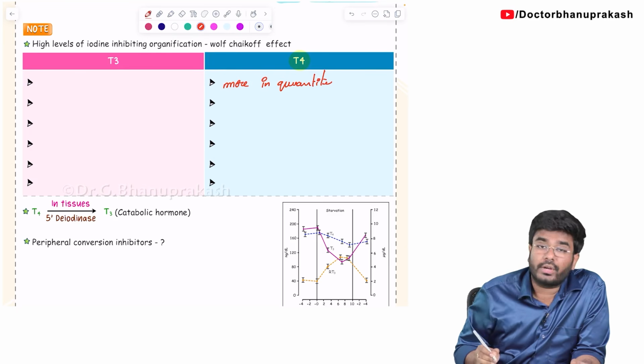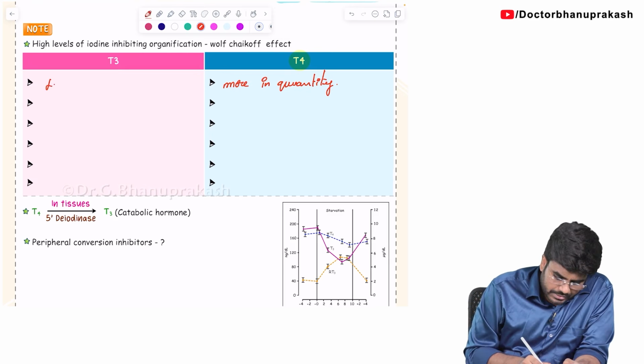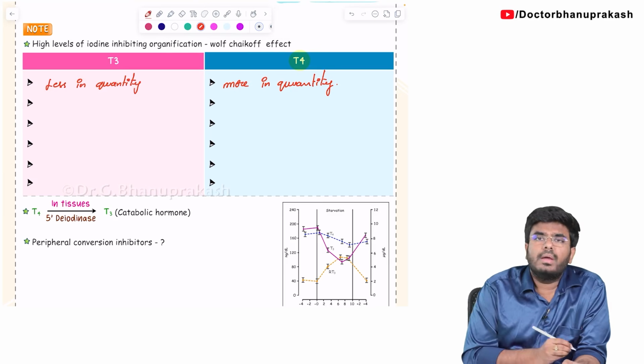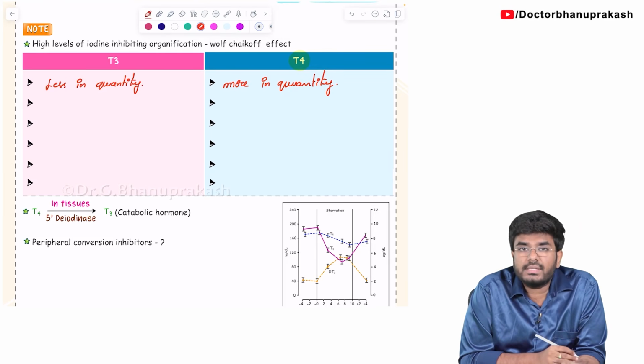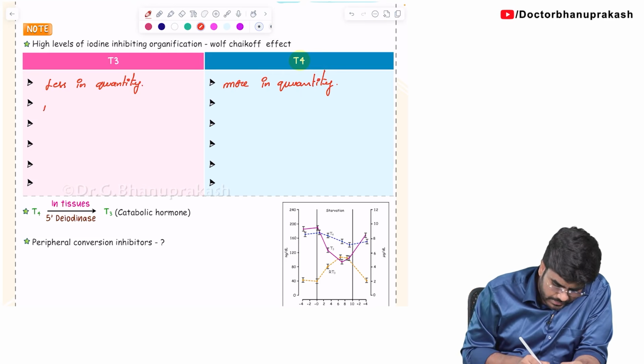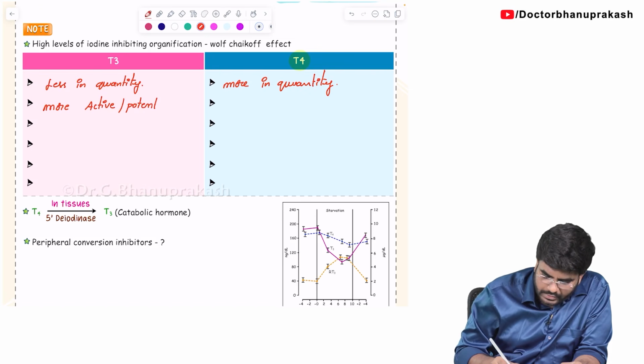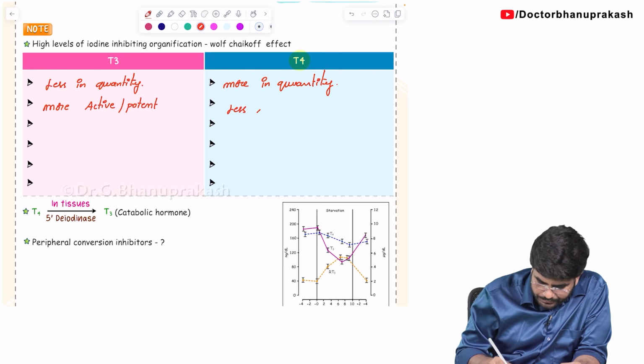T4 is produced more in quantity, T3 is produced less in quantity. But which hormone do you think is the more active form? Even though T4 is produced in more quantity, T3 is the active form. So T3 is more active, or you can say most potent. T4 is less active.